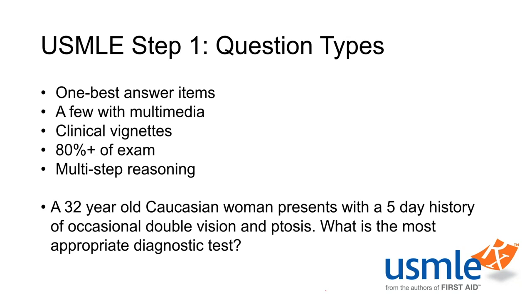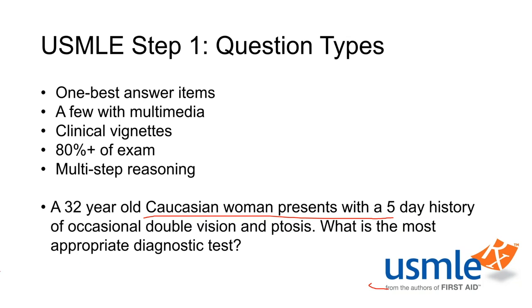So, here's an example of a two-step question. A 32-year-old Caucasian woman presents to the clinic with a 5-day history of double vision and ptosis, which is bilateral. And then the question may ask, what is the most appropriate diagnostic test?